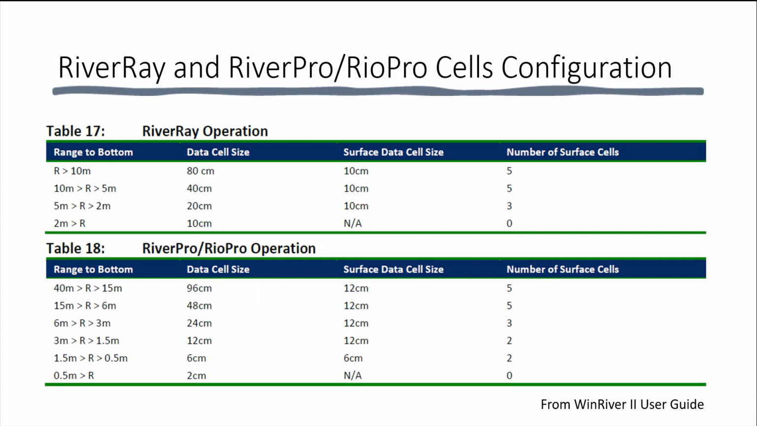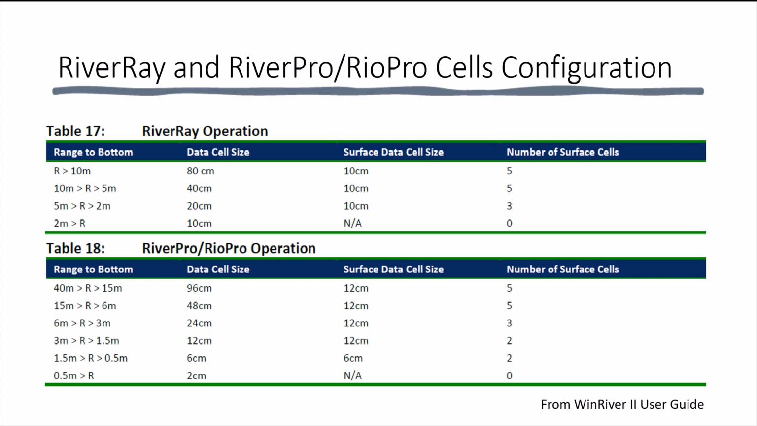This table shows the regular and surface cells for the RiverRay and RiverPro/Rio Pro for various depth conditions. The RiverRay for a depth greater than 10 meters will have a regular cell size of 80 centimeters and 5 surface cells of 10 centimeters. For a depth range between 10 and 15 meters, the regular depth cell size will be reduced to 40 centimeters, but there will still be 5 10-centimeter surface cells. Between 5 and 2 meters of depth, the regular cell size will be reduced to 20 centimeters, and there will be 3 10-centimeter surface cells.